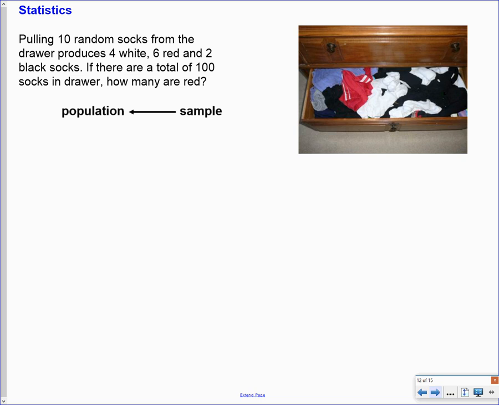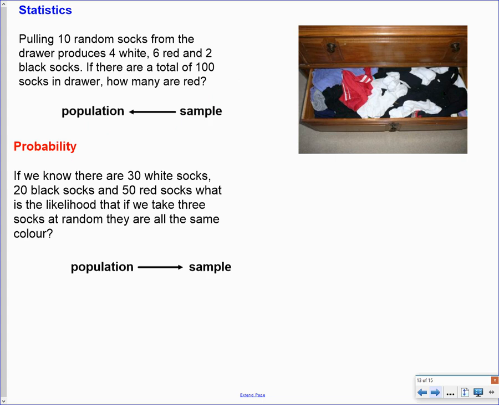So what we've done here is we have taken a sample of data, those are the socks that we've pulled out, and we're trying to figure out the properties of the population, or all of the socks that are in the drawer. The sample are the 10 that we pulled out. The population would be the 100 that are still there. So we're taking some data here, and we're trying to work backward to figure out the situation in the sock drawer that would give rise to this data.